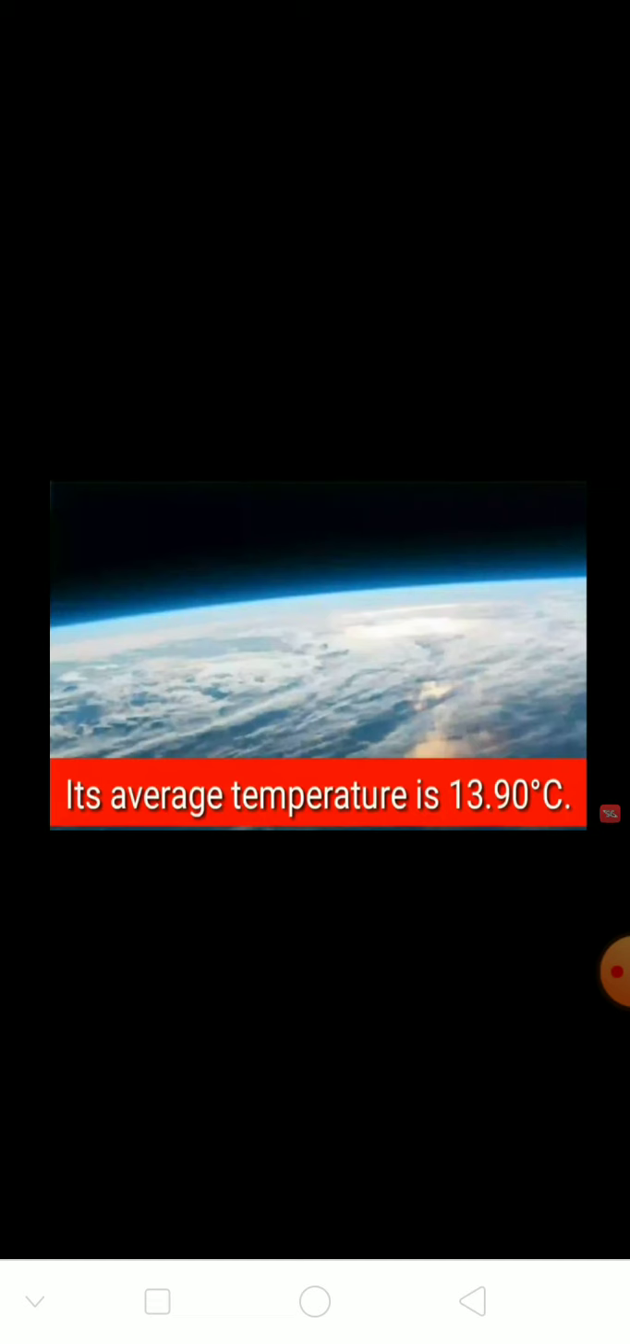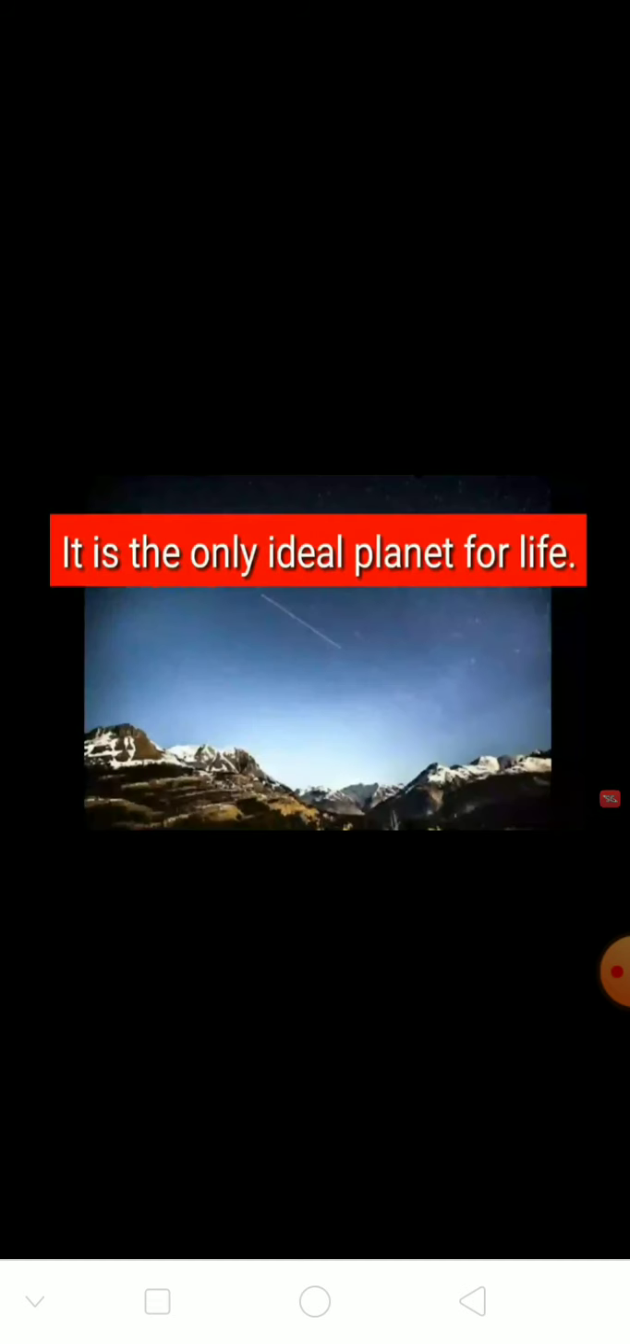The Earth's temperature is 13.90 degrees Celsius. It is the only planet in the solar system where life can exist. Of the 8 planets, only the Earth is the one where life can exist. It is the only ideal planet for life. It has only one natural satellite, called the Moon. The Moon is nearly 380,000 kilometers far from the Earth.